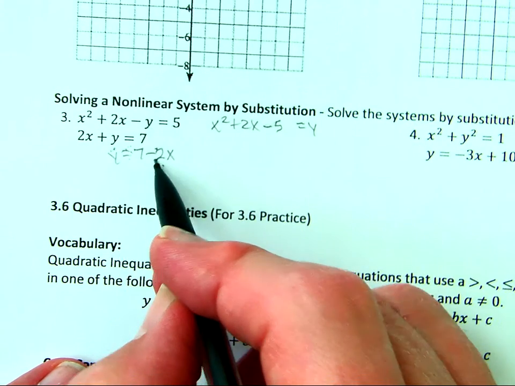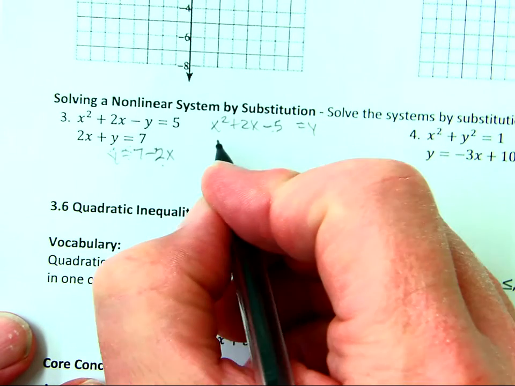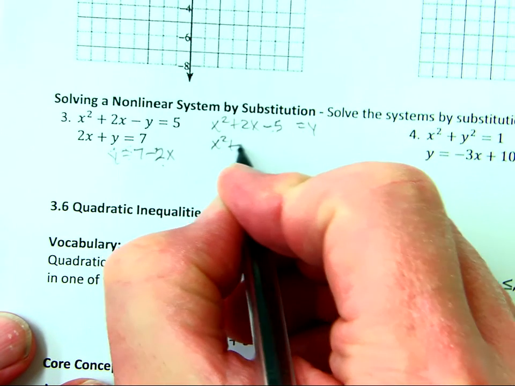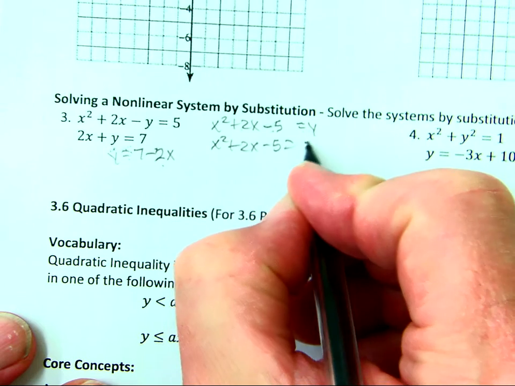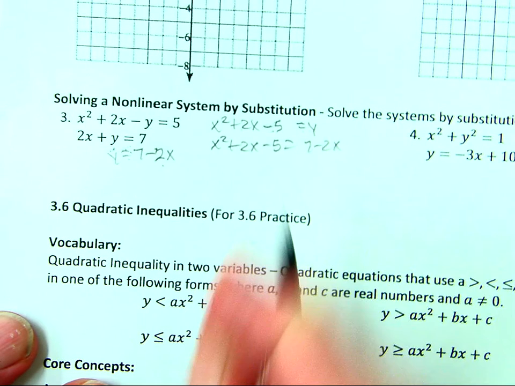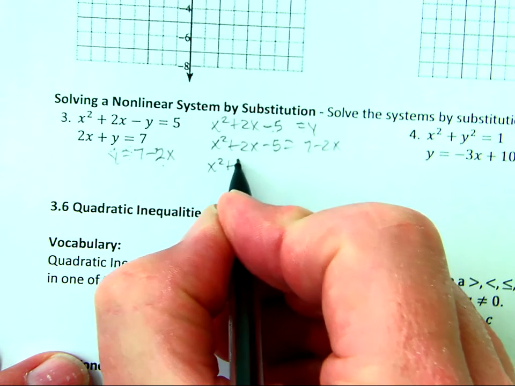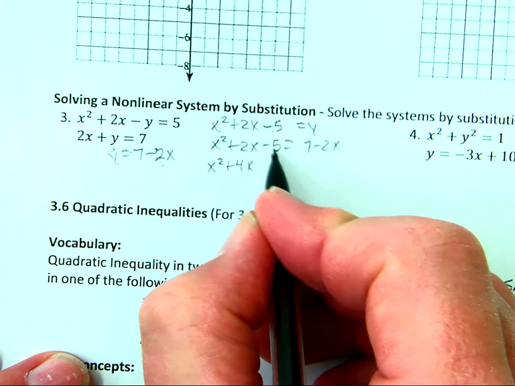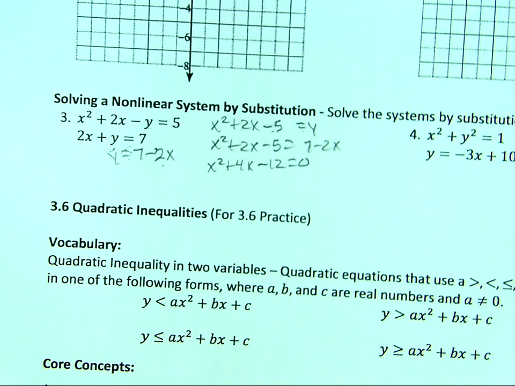Since it's y equals this and y equals this, we need to find out when these two are equal to each other. So let's set it up like that. x squared plus 2x minus 5 equals 7 minus 2x. Now we want to get it equal to 0, so let's add 2x. That'd be 4x. Let's subtract 7, that's negative 12. So we got it equal to 0, so we can solve it.